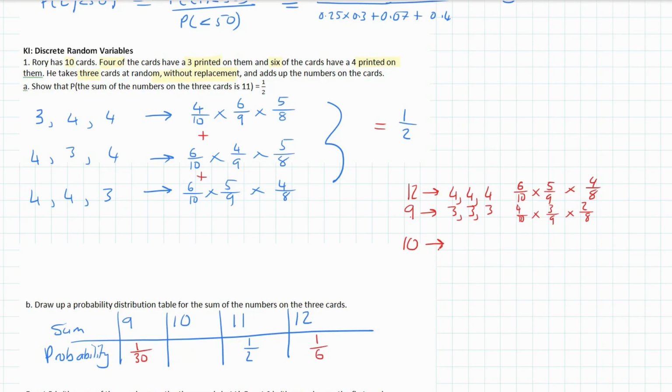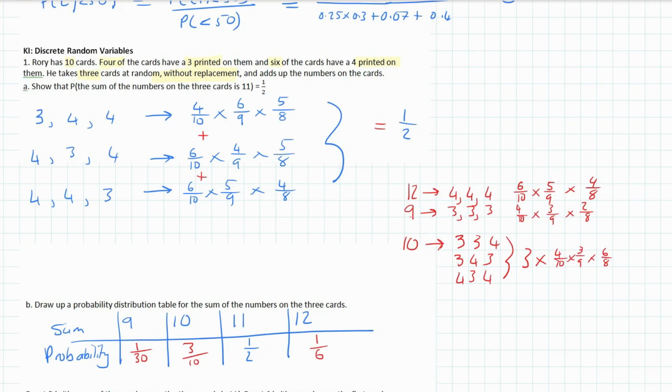Okay, right, 10. How do we get 10? Well, there are a couple of ways of doing this, of course. We can get 3, 3, and 4. We can go 3, 4, 3, or we can go 4, 3, 3. Each of those ways has the same probability. Let's just try the first one, for instance. That would be 4/10 times 3/9 times 6/8. When we multiply that out, that gives me 3/10. Yep, 3/10.